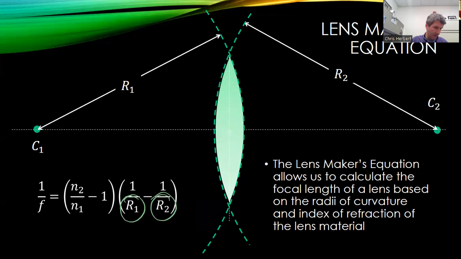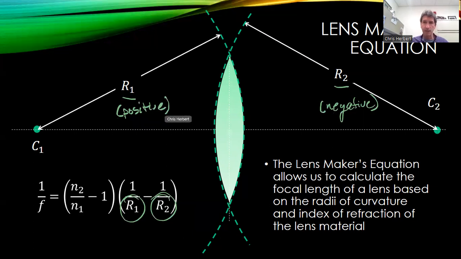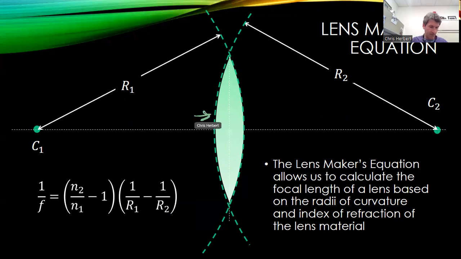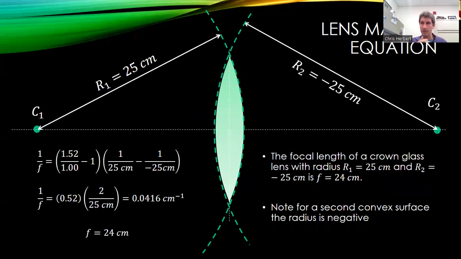Now we have two radii here. We have R1, which is on the left side, and R2, which is on the right side, okay? R2 is negative here, okay? Because it's on the right side. R1 is positive. So when we plug them into this equation, we have to plug in the proper sign accordingly. So once again, this lens has two convex sides, so both of them would be a positive curvature. Let's use an example here.